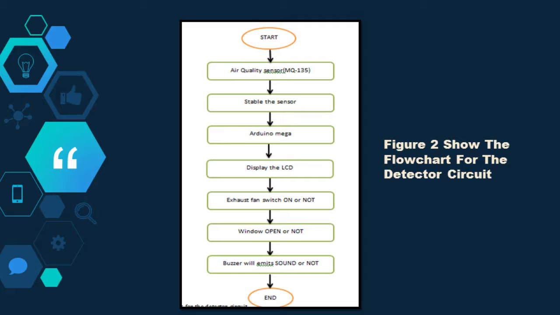Okay, let's move on to the flowchart for the detector circuit. When the air quality sensor starts to sense the surrounding air quality level, the analog signal from the sensor needs to be converted to a digital signal via the Arduino Mega. Then the LCD will display the air contaminant level in parts per million. If the air contaminant level reaches 100 ppm, the exhaust fan will automatically switch on, the servo will rotate 90 degrees to indicate the window is open, and the buzzer will emit sound.